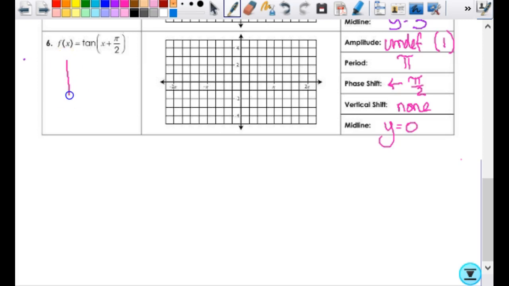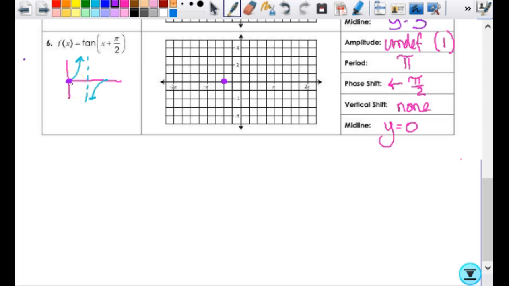This is tangent. So my parent function looks like this, right? I'm going to do the beginning and the end of the period. So tangent starts at 0, 0, and my midline is at 0, so I can start here. But I have a horizontal shift to the left pi halves. So this is now this new point.